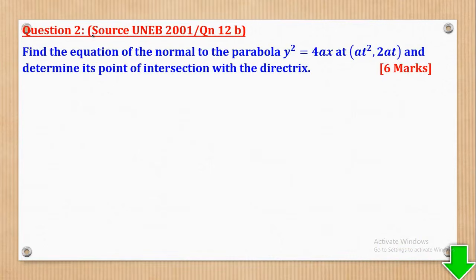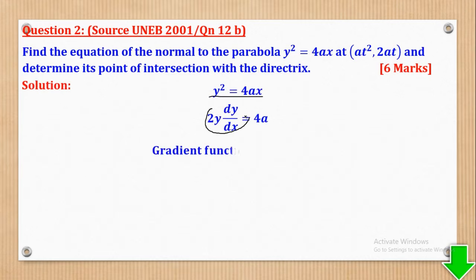So now we shall go to question 2, which came from UNEB 2001, paper 1, question 12b, and says, find the equation of the normal to the parabola this at this point and determine its point of intersection with the directrix. So we are given this, we shall first differentiate both sides to come up with that. I believe you already saw that. Then make dy dx the subject, and that will be the gradient function.